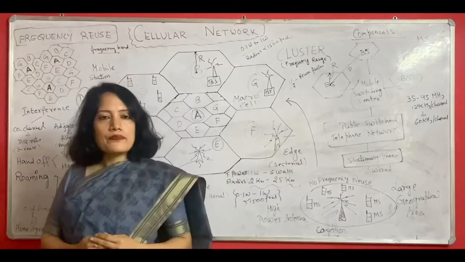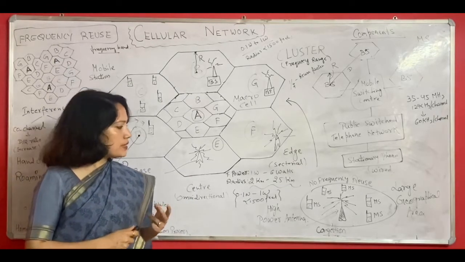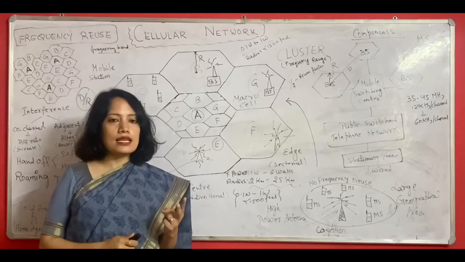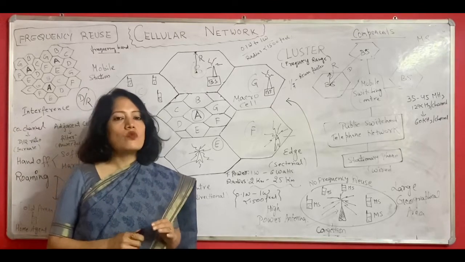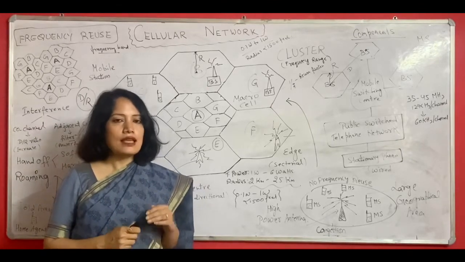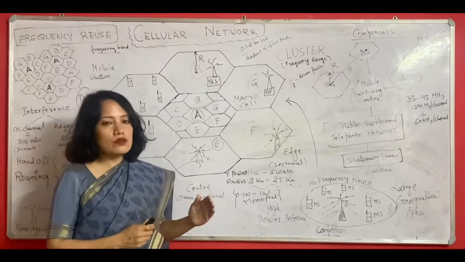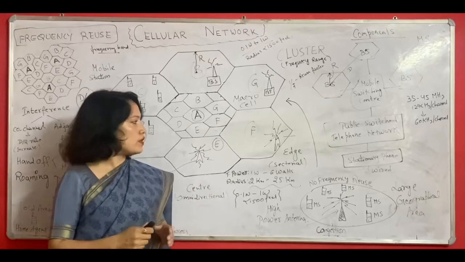Now there are two more things that have to be discussed. One is called cell splitting, and the second is cell sectoring. Now why do we need to further split the cells? As I told you, the cell can be a macro cell, it can be a micro cell, it can be a picocell, and so on.